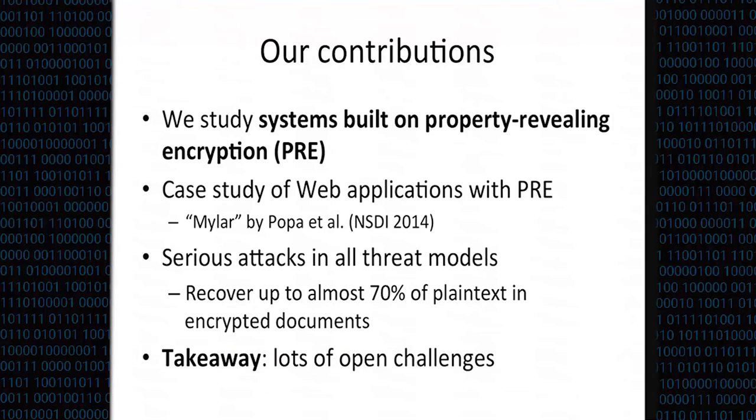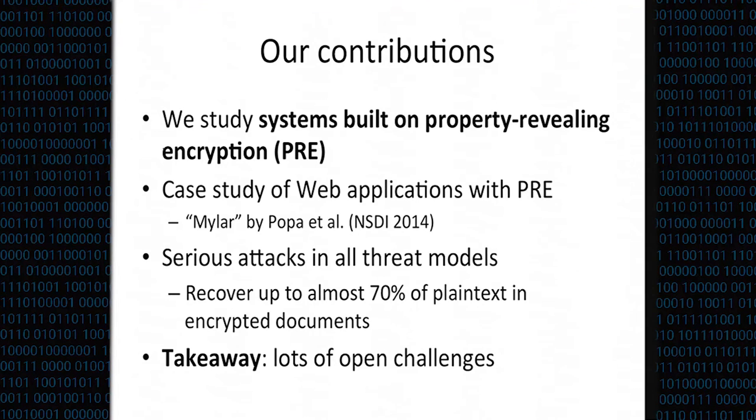In this paper, we study systems built on property-revealing encryption. We identify a general class of systems that all have the same property, that they use PRE to enable functionality on the server side. And we take as a case study for this class of systems a paper called Mylar, which was published in NSDI 2014 by Popa et al.